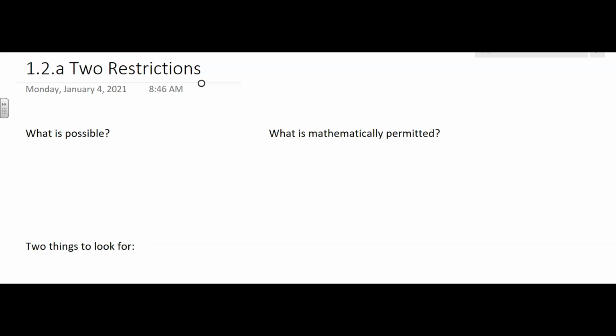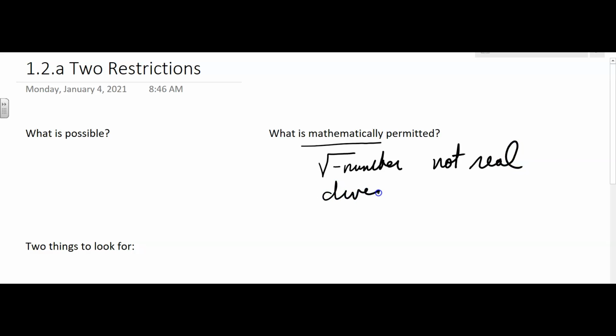Or we talked in another video about a radius, and that a radius is a positive measurement, so it wouldn't be a negative number. Those types of things affect our domain and our range. We also have to consider what is mathematically permitted. Like, we can't take the square root of a negative number. That would not be a real number. It's not real. And we're not going to be able to divide by 0. Okay, so no dividing by 0.